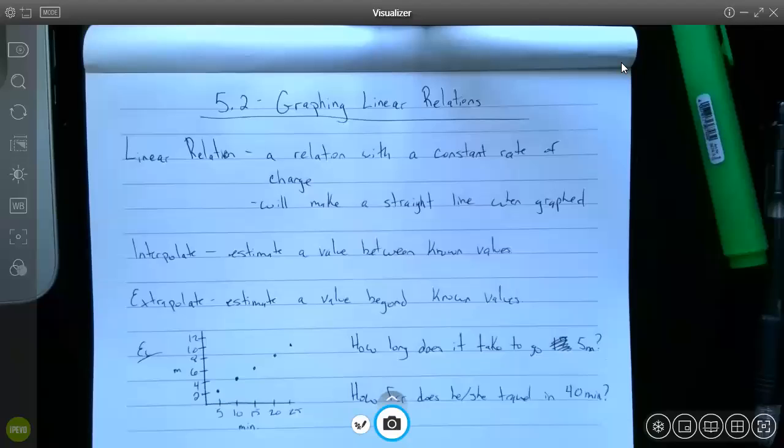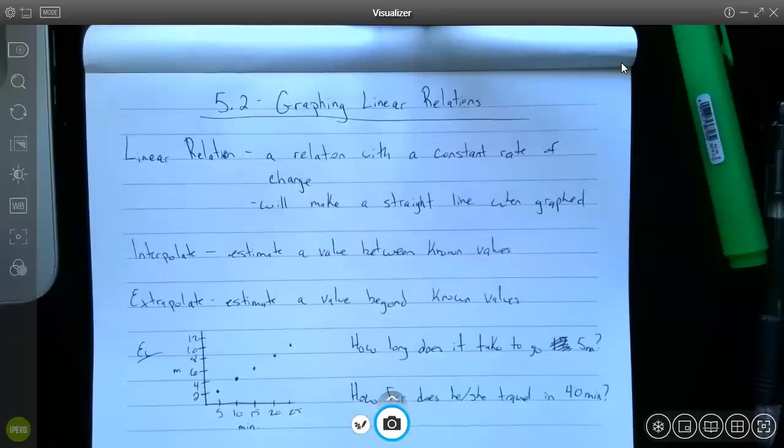So a linear relation is a relation with a constant rate of change. We talked about that in the previous lesson when we were looking at tables, showing that in a linear relation, the rate of change for your x values and the rate of change for your y values has to be constant. And then when you graph it, it will make a straight line.